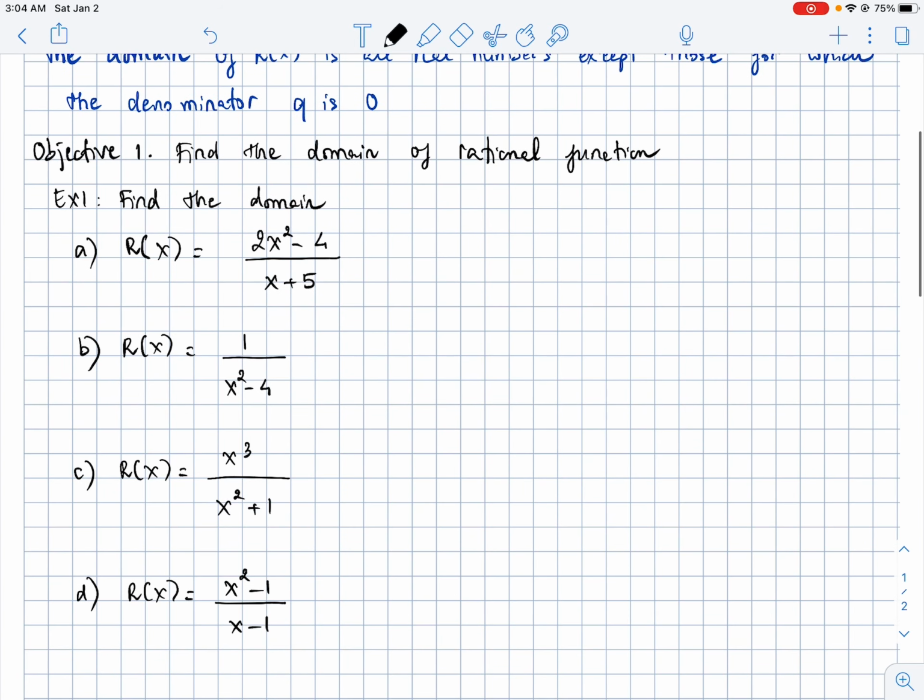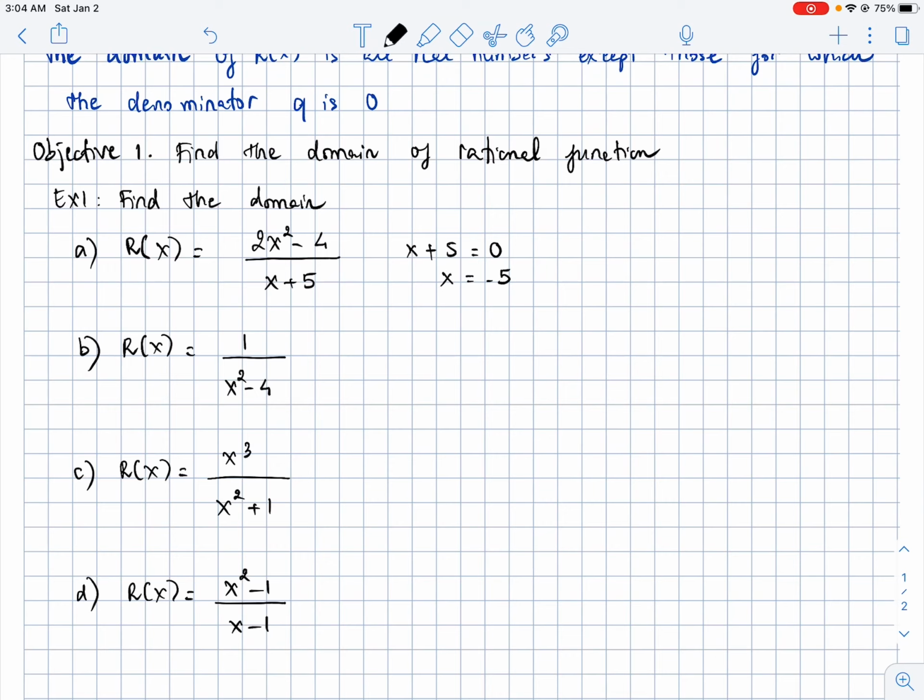Objective number 1. Find the domain of a rational function. So this is a rational function in A, B, C, D, and the top one is the P of x, the bottom one is the Q of x. By definition, to find the domain, it will be all real numbers except for the values that make the denominator 0.